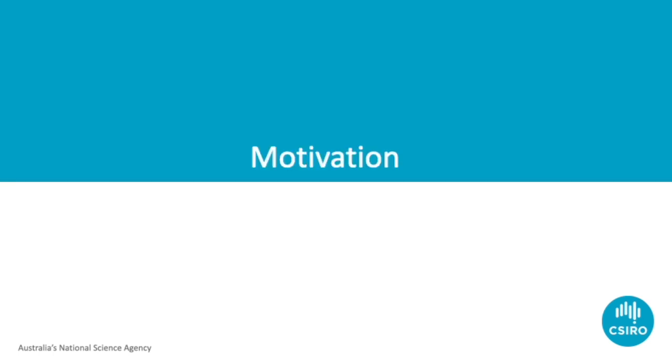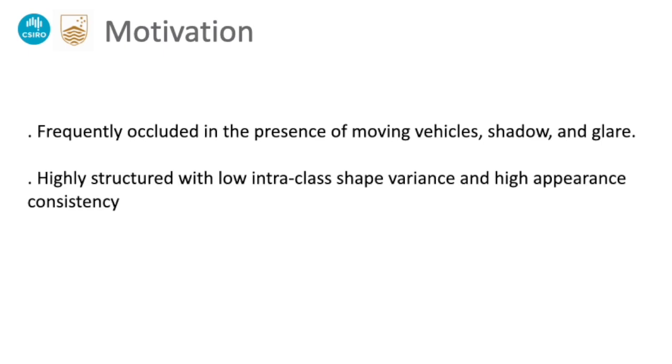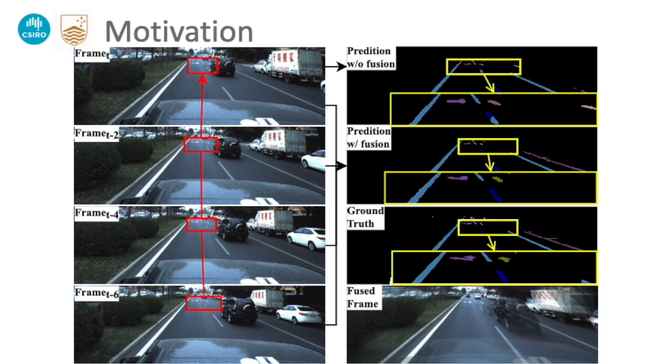Our work is motivated by the observations that road lines and markings are, one, frequently occluded in the presence of moving vehicles, shadow, and glare, and two, highly structured with low intraclass shape variance and overall high appearance consistency. To tackle these issues, we introduce the HomoFusion method. HomoFusion leverages adjacent video frames to provide complementary cues that enhance accurate classification of partially occluded road lines or markings.